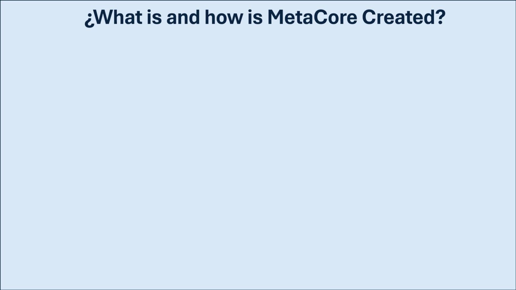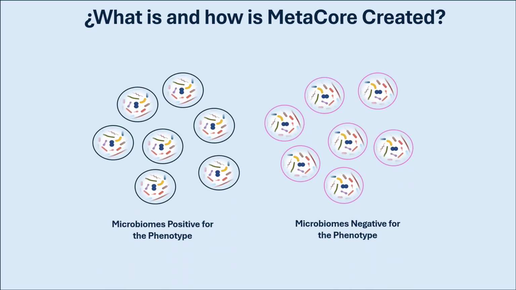Therefore, to reduce the MWAS analysis complexity, we have developed a bioinformatic tool that we call MetaCore. This tool considers each microbial community as an individual genomic entity, aiming to reduce the complexity and dimensional structure of microbial shotgun sequencing. How does it do it?